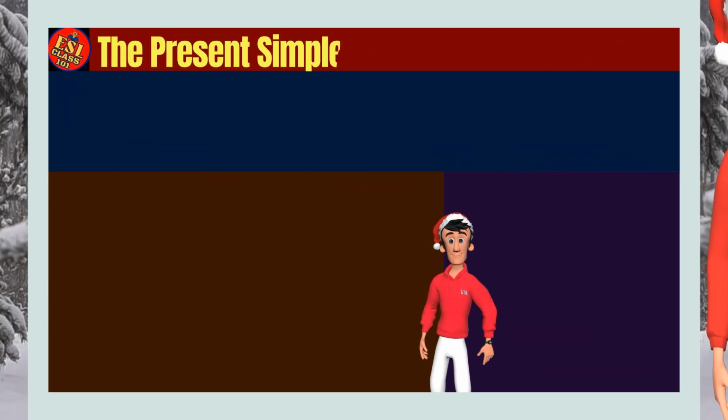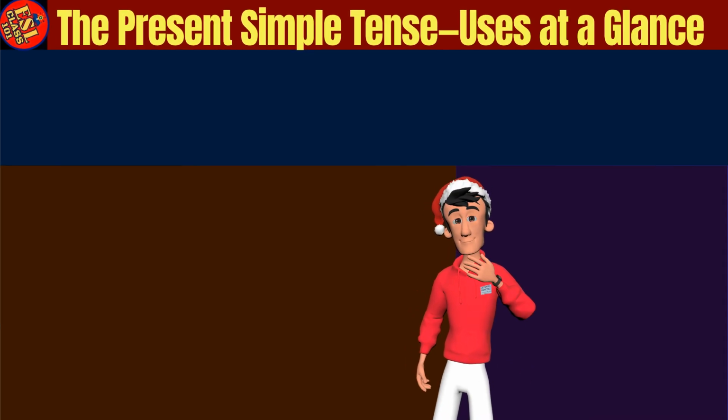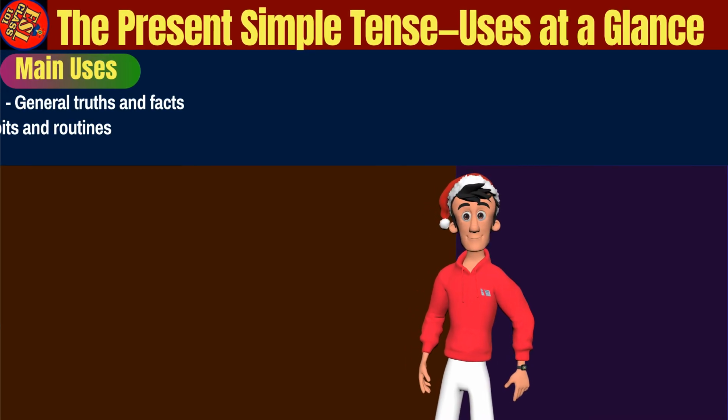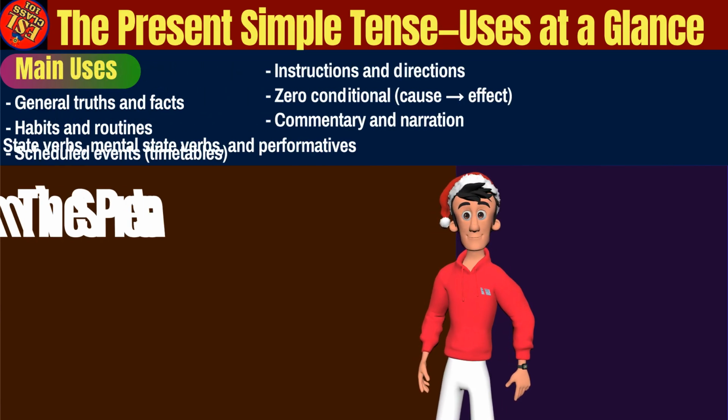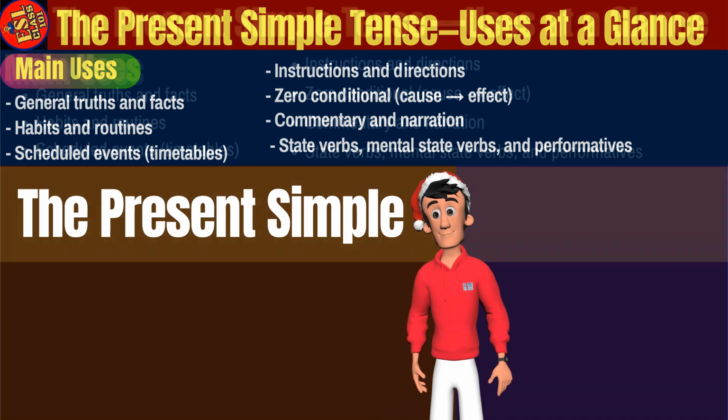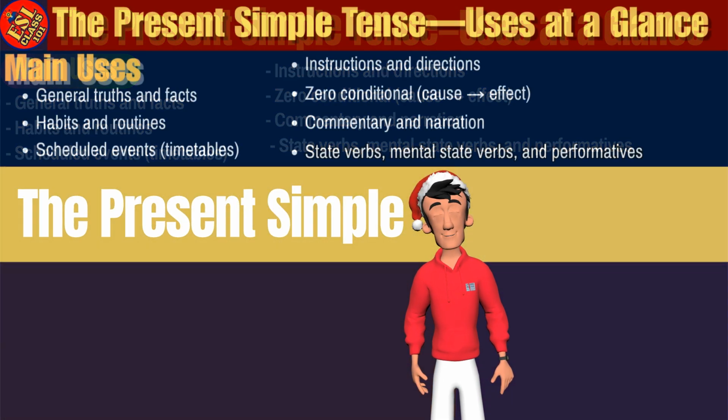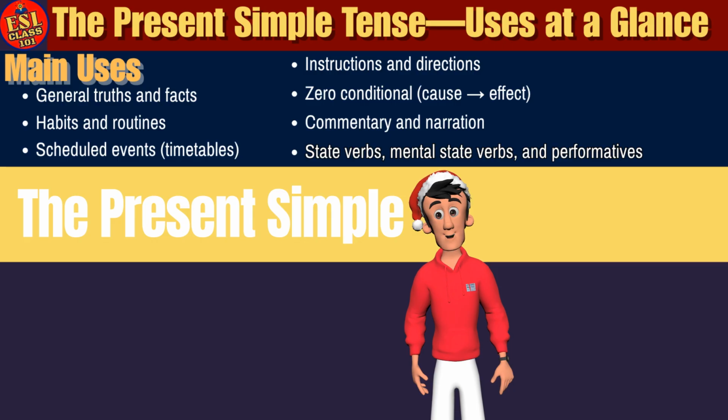The present simple tense uses at a glance. The present simple expresses general truths and facts, habits and routines, scheduled events and timetables, instructions and directions, zero conditional cause-effect statements, live commentary and narration, and it is used with state verbs, mental state verbs, and performative verbs.